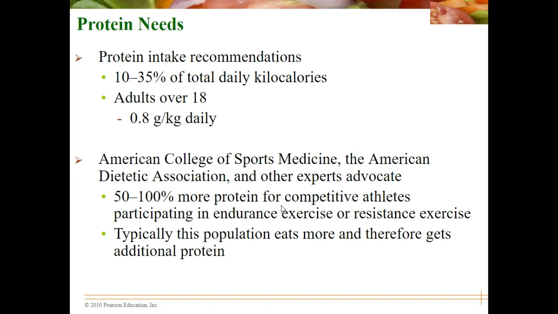For competitive athletes, they might need more proteins usually. Okay? So, we'll discuss more of this sa sports nutrition.